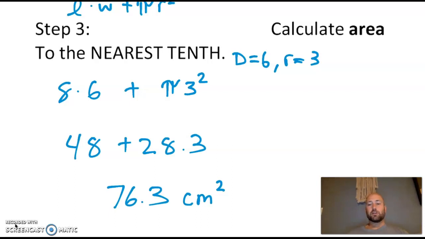That is our area. Make a plan, find the formulas, then plug it in. These are problems that when you first look at them, sometimes they look very complex. Take your time, spend time making a plan.